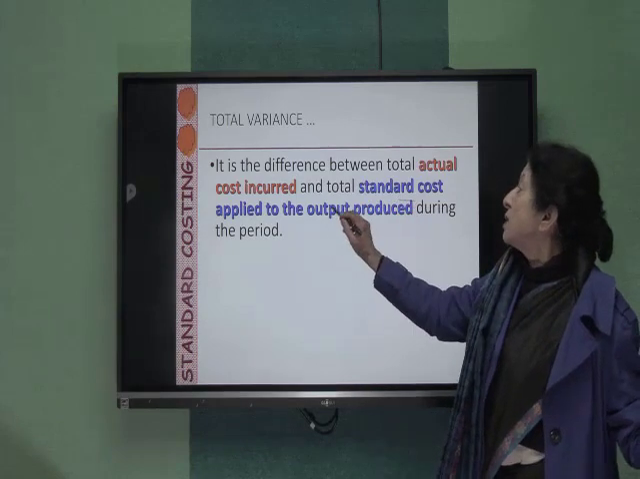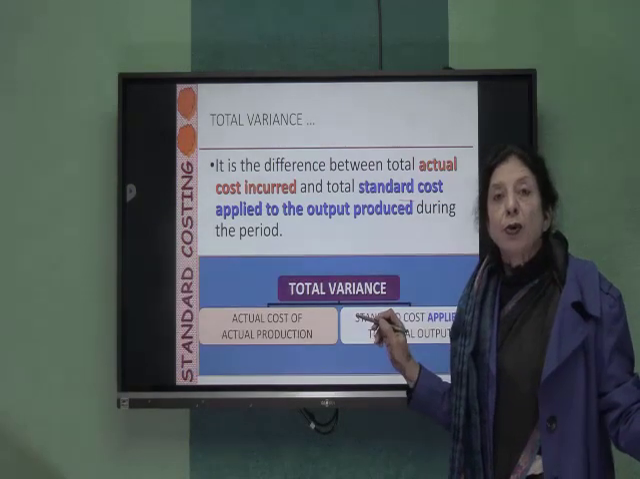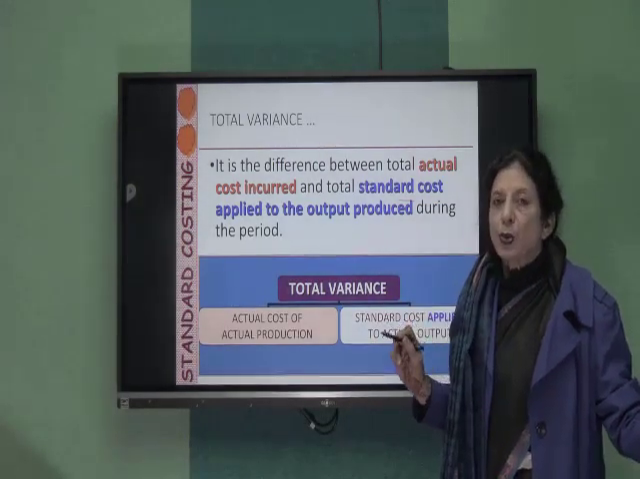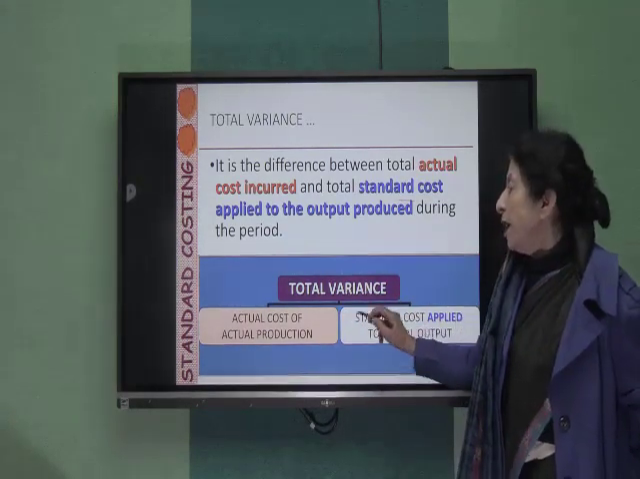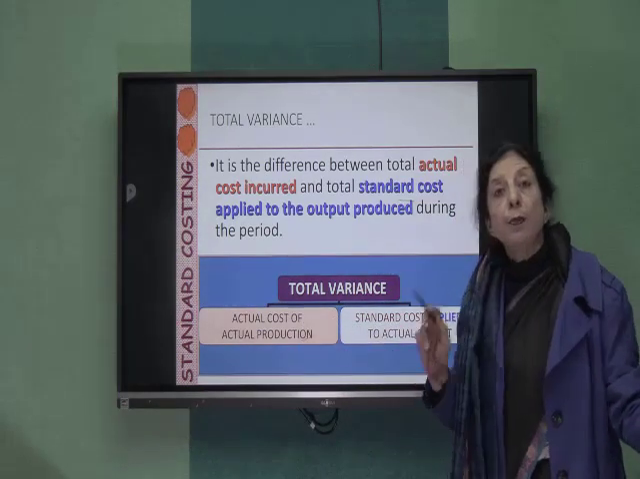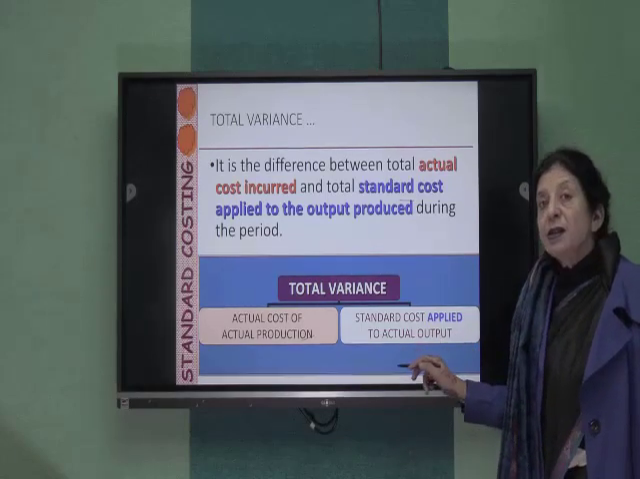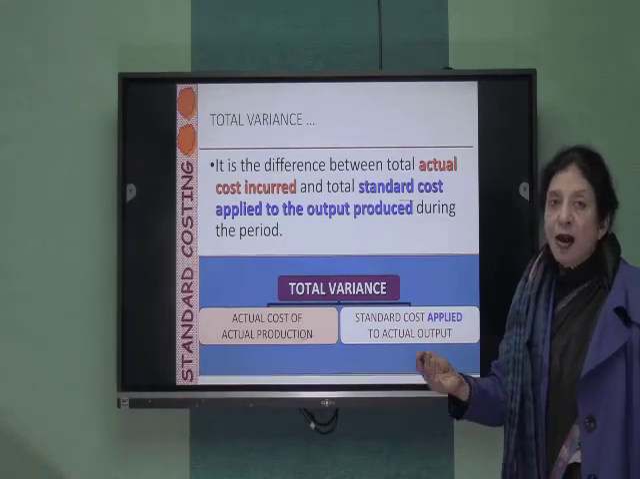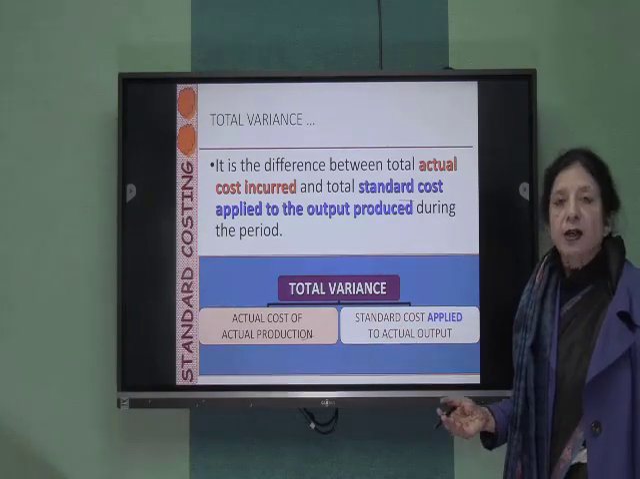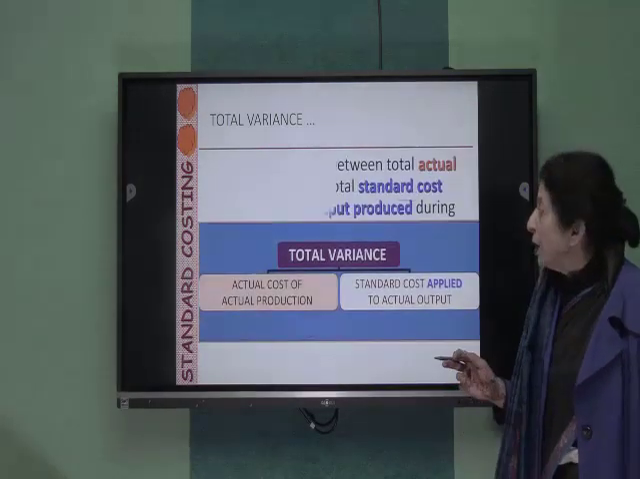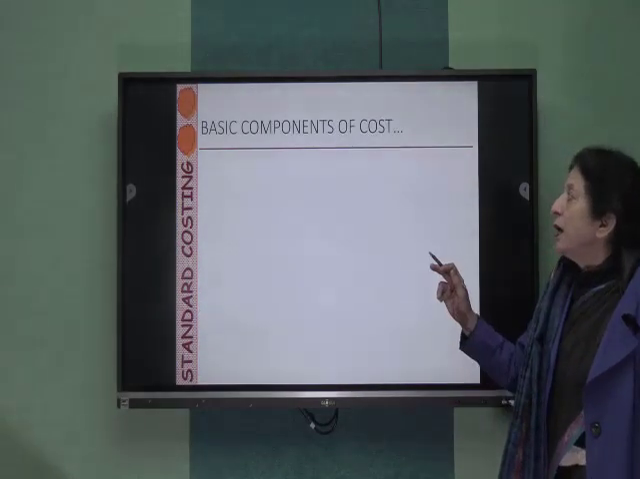Now, this is what I have written. The standard cost applied to the output produced, that is the actual output. Once I have found that, then only I can find the actual variances. And therefore, the formula comes out as: total variance is equal to the actual cost of actual production minus the standard cost applied to the actual production. That is, we are producing 300 units in my example. So try to find out what should be the cost for 300 units, and accordingly I'll compare the two.